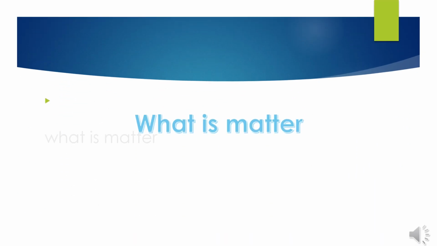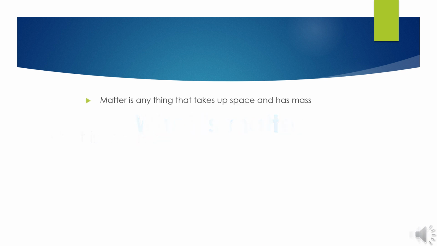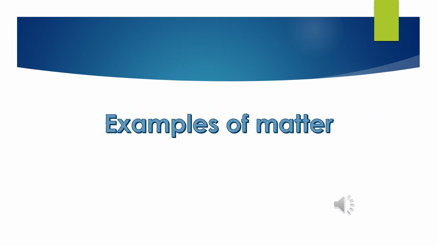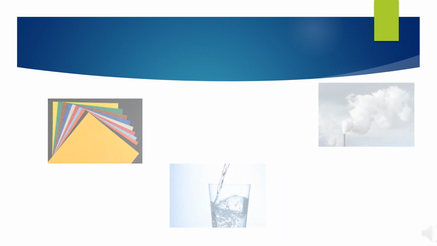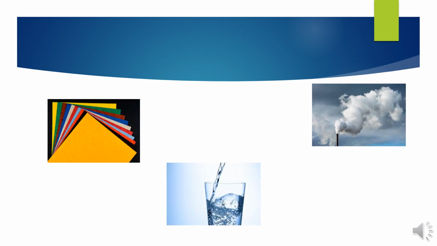Before knowing about states of matter, we need to know what matter is. Matter is anything that takes up space and has mass. Now let's look at a few examples of matter. According to the definition, anything that takes up space and has mass is called matter.